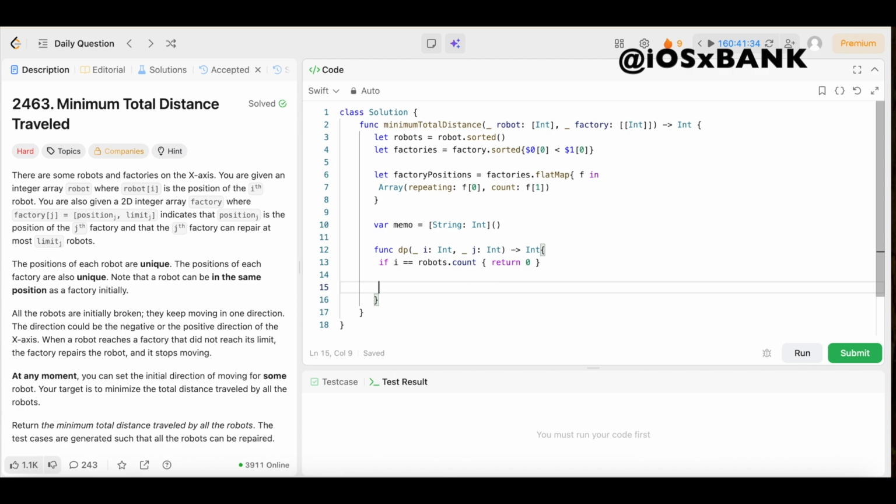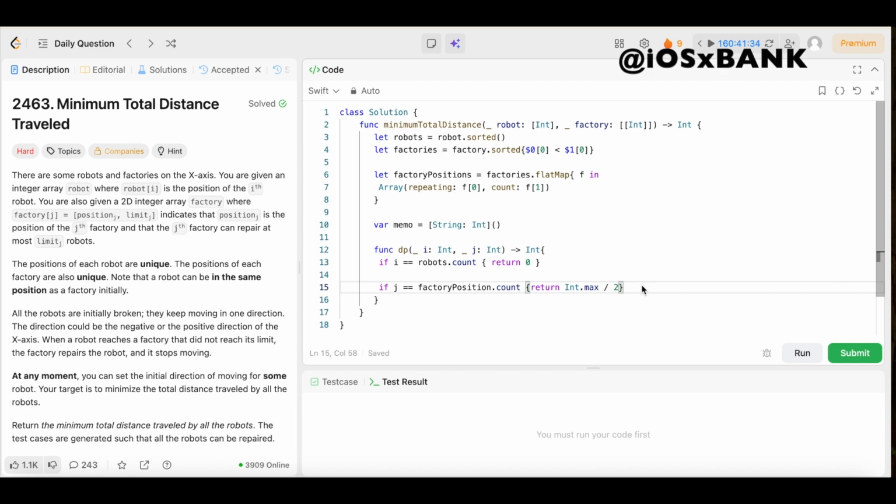Then another base case is no factory slots left, but still robots remaining. That means it's invalid, so we're going to return a very large number to represent impossible. So we'll say if j equals factory position dot count, then we'll open up the brackets and we'll return int dot max divided by 2. Boom.